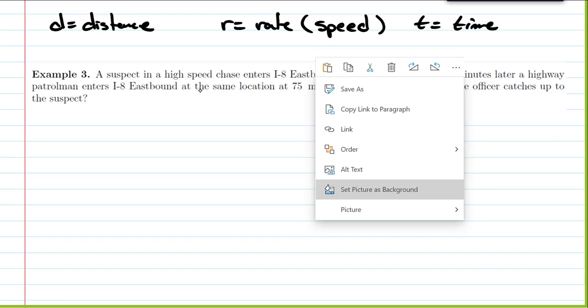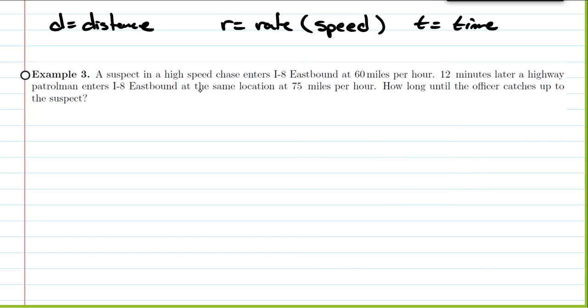So example 3: a suspect in a high-speed chase enters I-8 eastbound at 60 miles per hour. 12 minutes later, a highway patrolman enters I-8 eastbound at the same location at 75 miles per hour. How long until the officer catches the suspect? Okay, so I'm going to use the same strategy that I used in the previous problem. So I'm going to make a table, but first we need to figure out what it is we're trying to find. So how long until the officer catches up to the suspect?